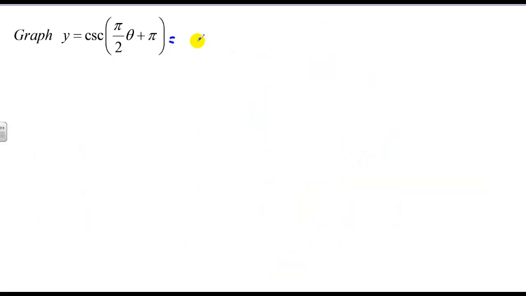So in this problem, we'll factor out again. We have pi over 2 times the quantity of theta plus 2.